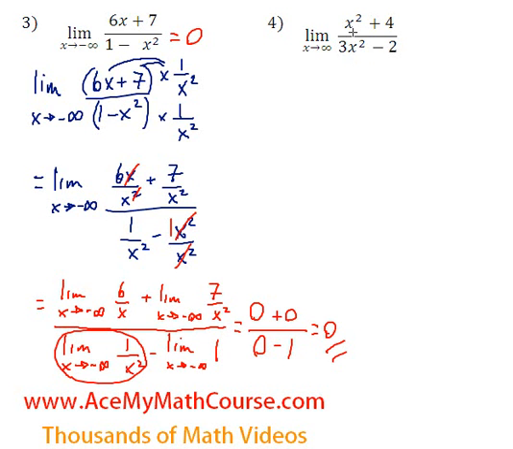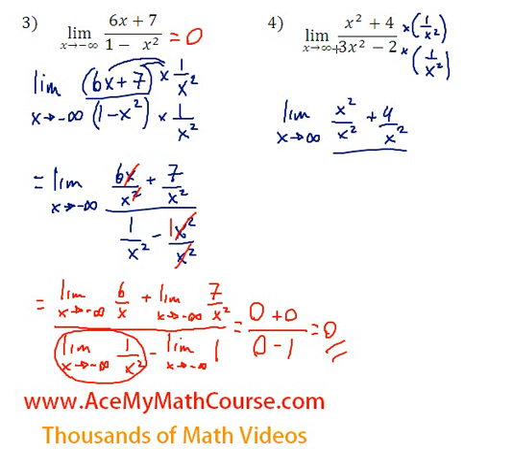Now what I'll do is multiply top and bottom of the fraction by 1 over x squared. And I will distribute the 1 over x squared. So x squared times 1 over x squared is x squared over x squared. 4 times 1 over x squared is just 4 over x squared, all over 3x squared times 1 over x squared is 3x squared over x squared.